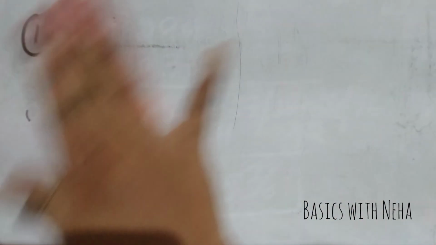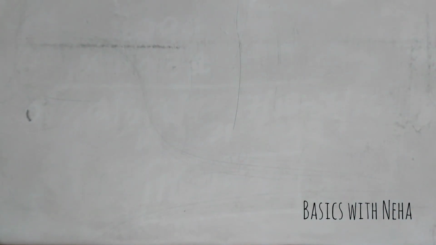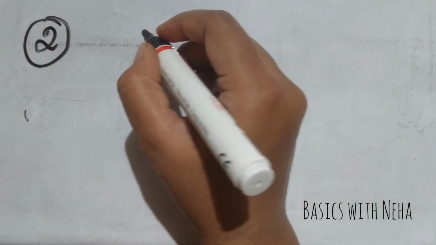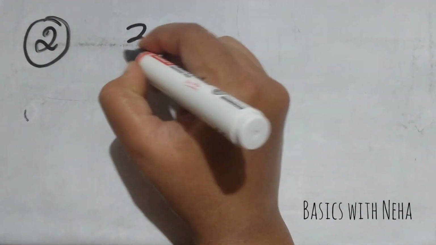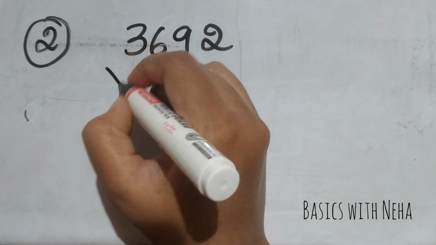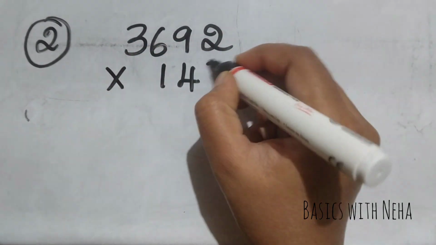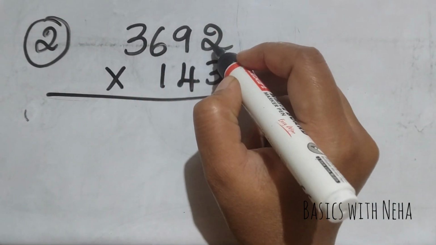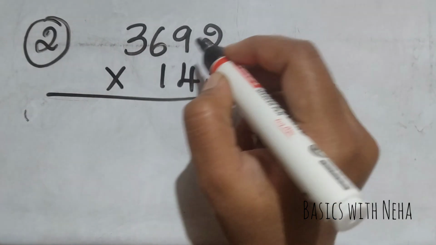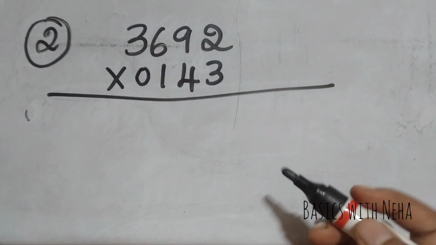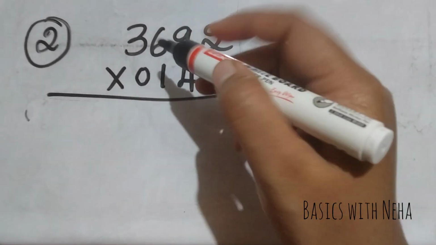Now let's try the second example. In the second example, the number of digits in the multiplicand will be 4, that is 3692, and the multiplier will be 3 digits. Let's take 143. So now again, equalize the number of digits in the multiplier and the multiplicand by just adding 1 zero. Now the total number of digits is 8. You will have 7 steps to perform.